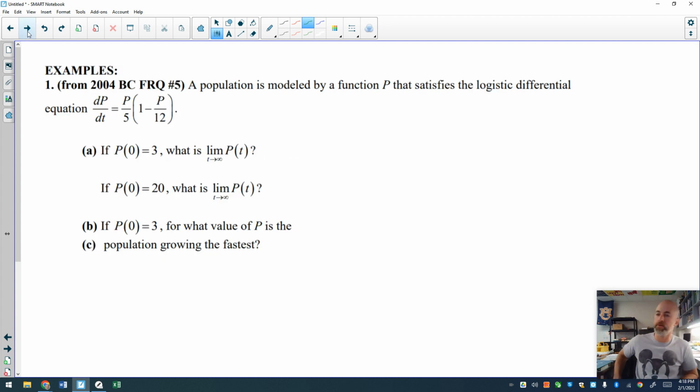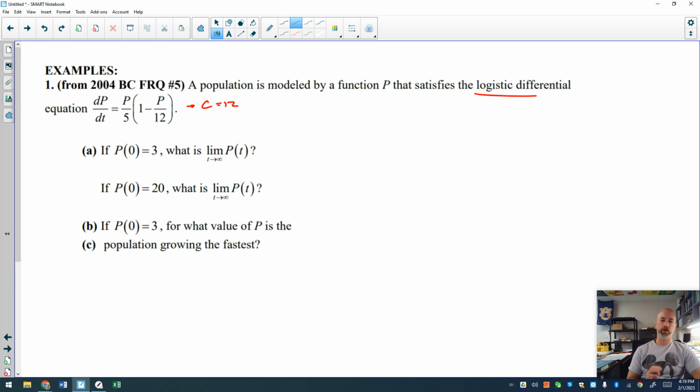So let's move on and look at another couple more questions. This is from the 2004 BC exam, number 5. We have this particular logistic model. And again, they tell you it's logistic. They don't tell you what the population is. Wherever it is, they live in a very small place because carrying capacity is only 12. Only 12 can be supported.